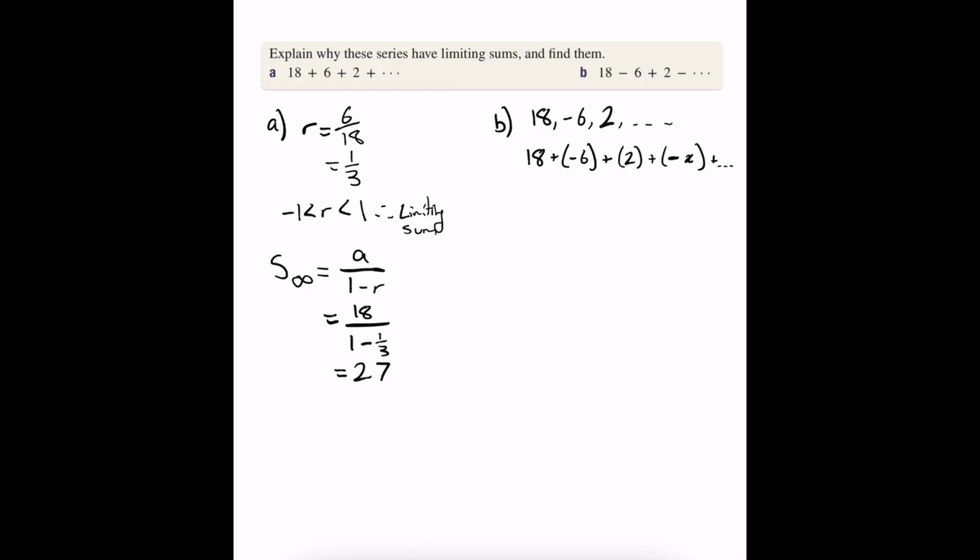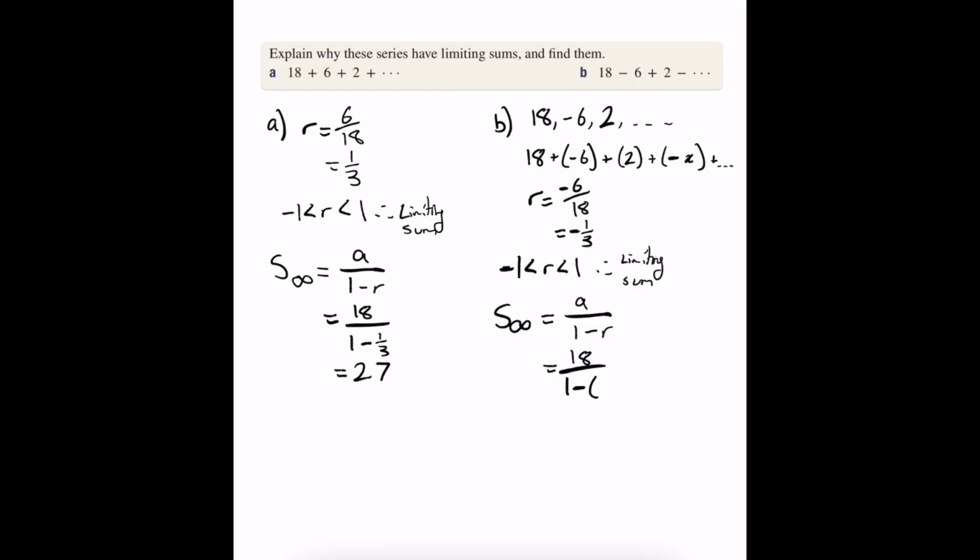To find the limiting sum, let's first find the common ratio. So our r is equal to -6 on 18, which is equal to -1 over 3. And this, yet again, satisfies the condition that our common ratio is between -1 and +1. So therefore, we have a limiting sum. And S infinity is equal to our first term, a on 1 minus r. Plugging in these values, we get 18 on 1 minus -1 over 3. And now if we plug this into a calculator, what we get is 27 on 2, or in other words, 13.5.